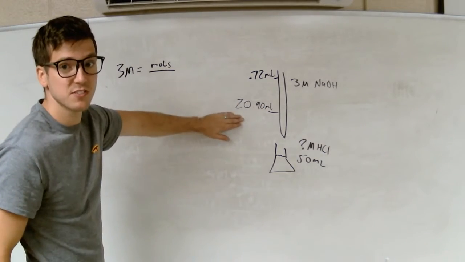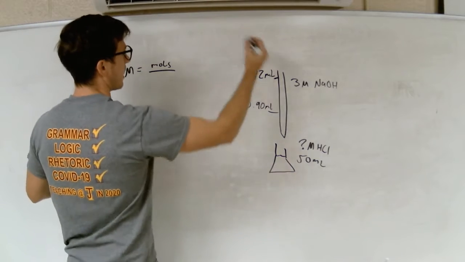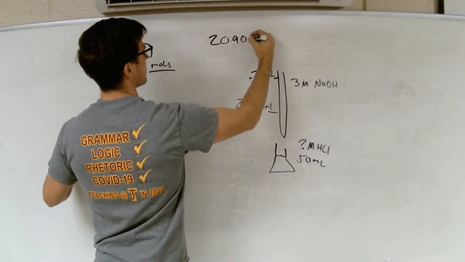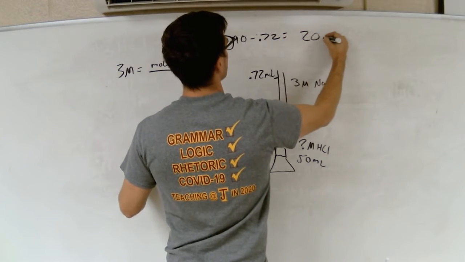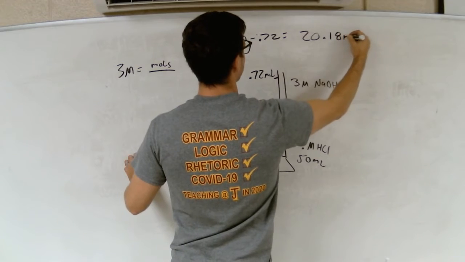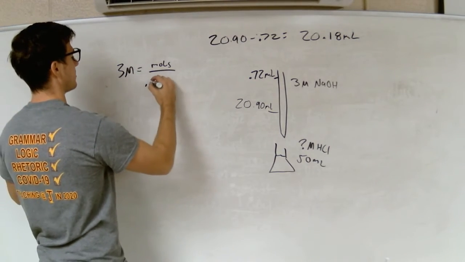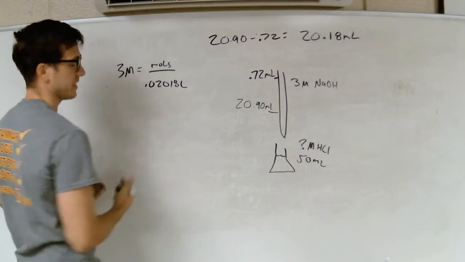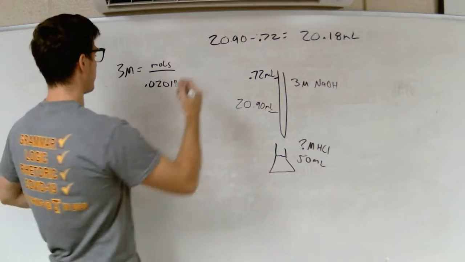It's 20.90 minus 0.72, which is, I'll do that up here, 20.90 minus 0.72, which is going to be about 18 milliliters. Okay, so that's about 0.02018 liters. Okay, we multiply these together to get moles, right?